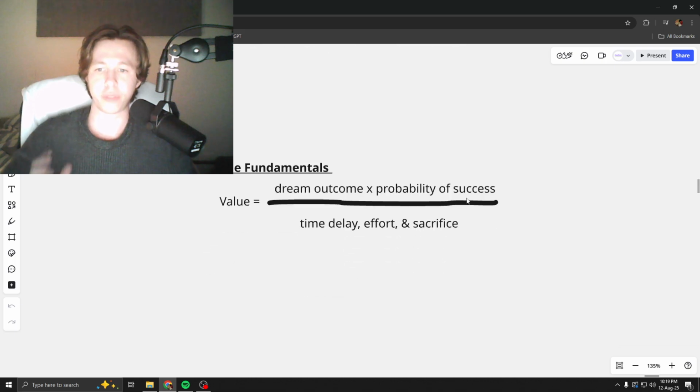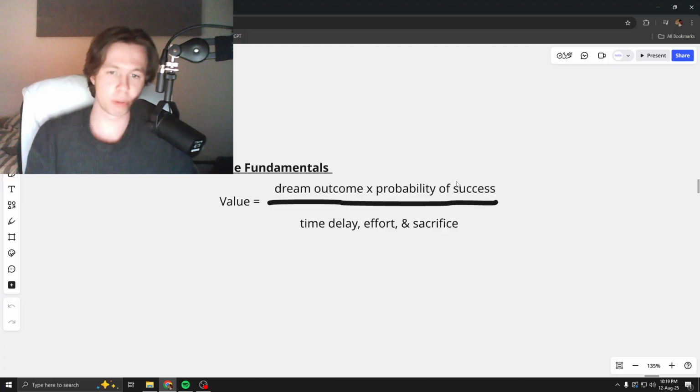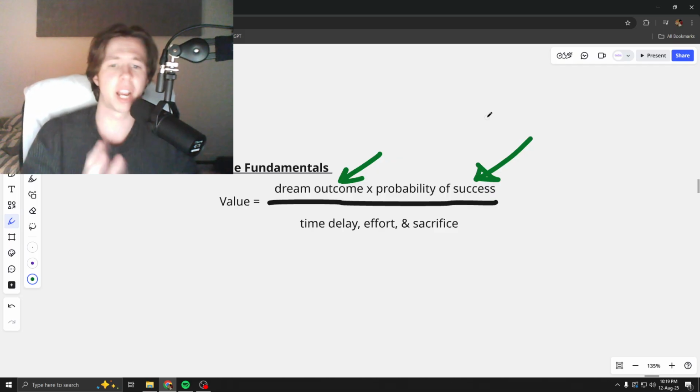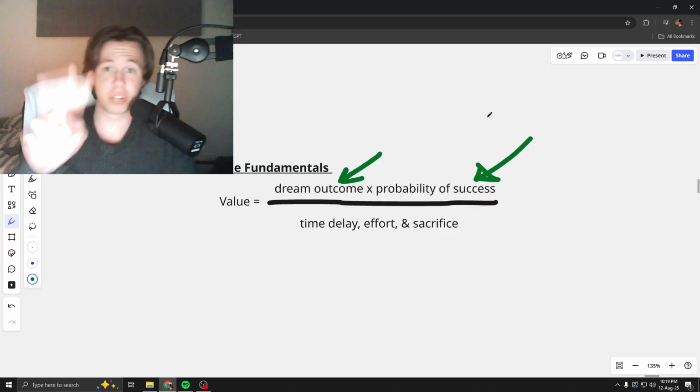So the fundamentals are this: the value equation. Value equals dream outcome times probability of success divided by time delay, effort, and sacrifice. Now, in my marketing business, the most important variables are going to be dream outcome, and even more importantly, probability of success. If you're a marketing person and you go up to a business owner and say, hey, I can market for you, there are two things he wants to know.